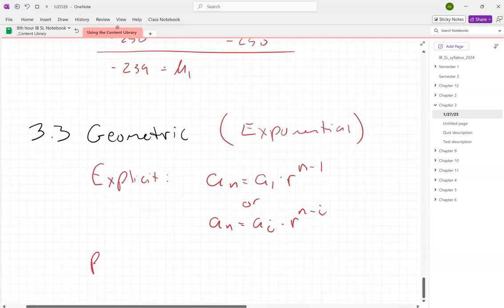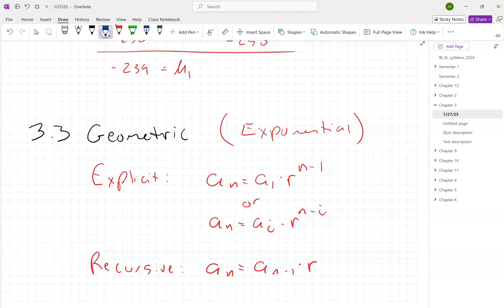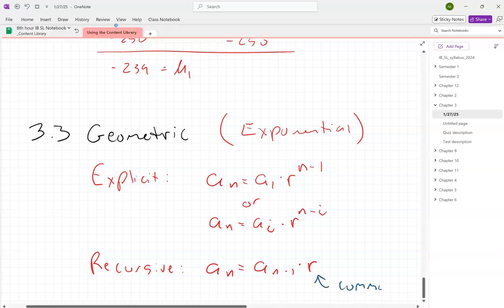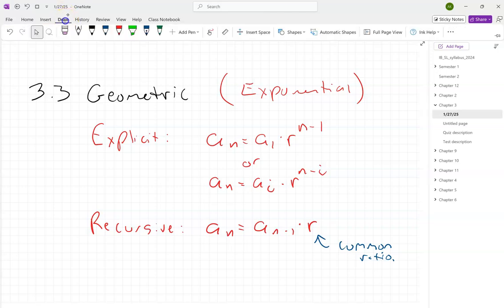Okay. And then the recursive version of this is the previous term times r. And r this time is going to be called the common ratio. When you hear ratio, you should think division, right? It's one term divided by its previous term that should give you r. If that's constant for all terms, then it's geometric. So that's the gist of things here.